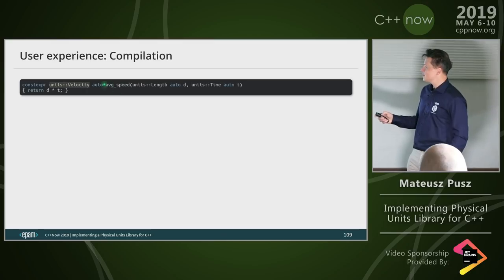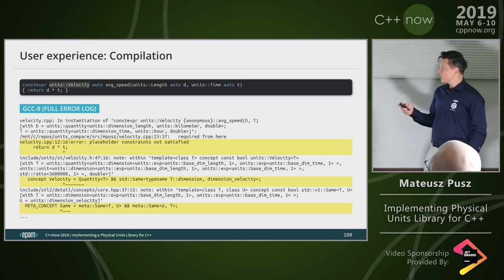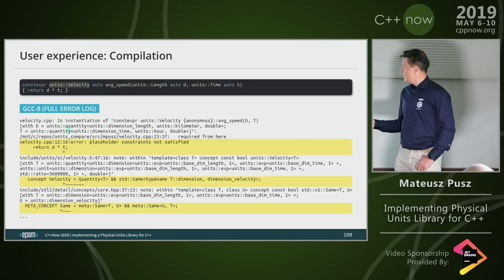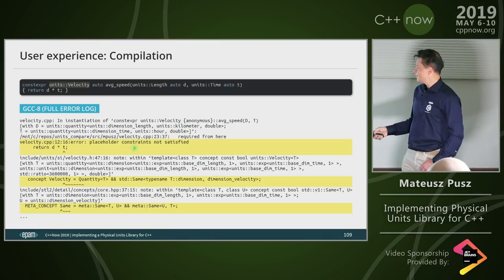If you put a concept here, we have totally different error logs. The error logs for concepts look like this: in instantiation of unit velocity of average speed, placeholder constraints not satisfied for this result.